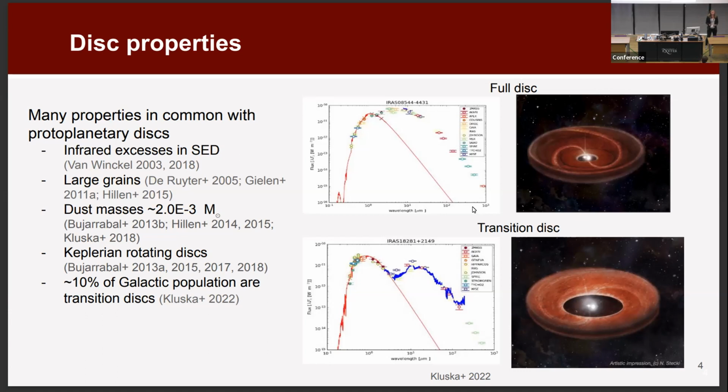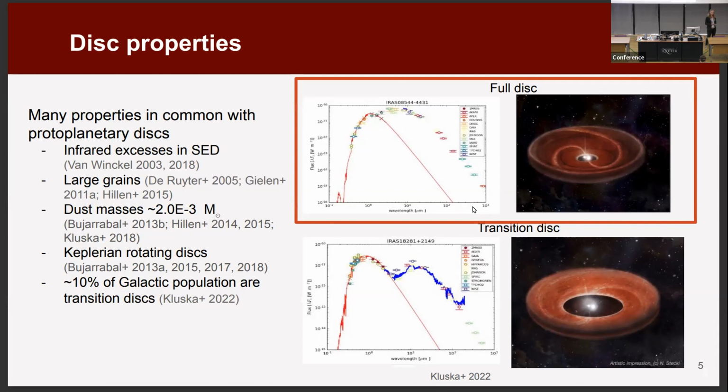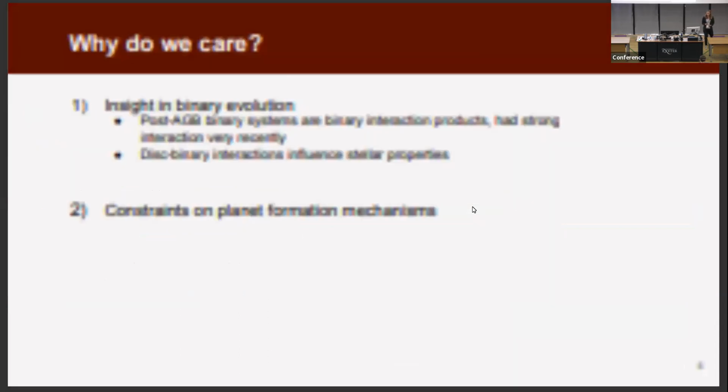Also, very recently, Kluska et al. found that about 10% of the galactic population of post-AGB disks are actually transition disk candidates. So they actually have in the SED a lack of near-infrared excess, as opposed to a full disk, where the infrared excess already starts at near-infrared wavelengths. So today I will focus on one system, and this system is a full disk based on its SED characteristics.